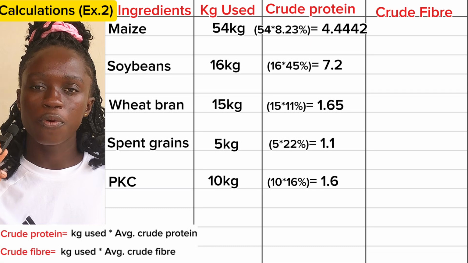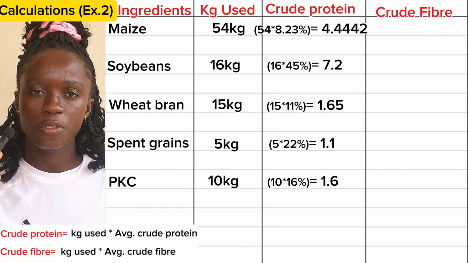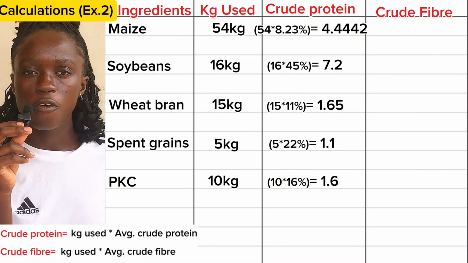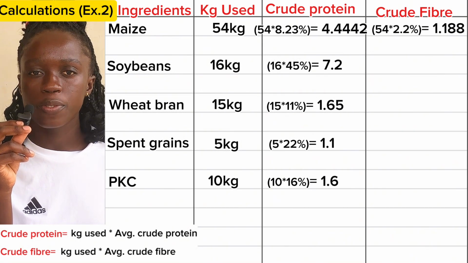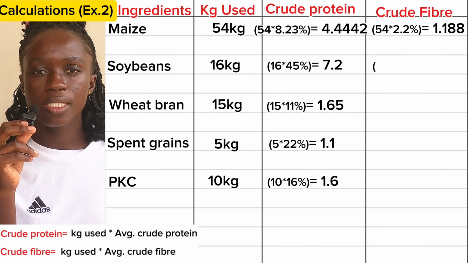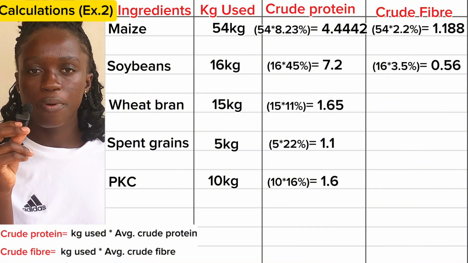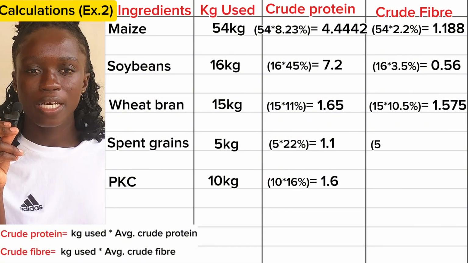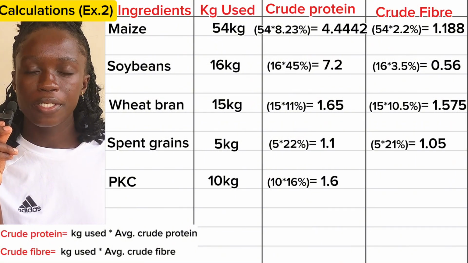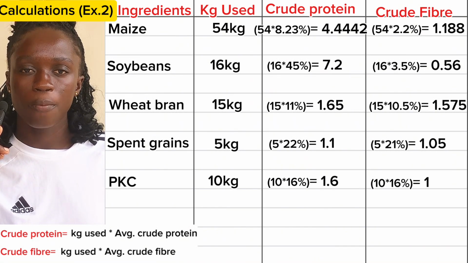Now let's check on the crude fiber content, which is also going to be equal to the kilograms of the ingredient used times the average crude fiber content of that ingredient. So for maize, it's going to be 54 times 2.2%, and that will give us 1.188. For soya beans, it's going to be 16 times 3.5%, and that will be 0.56. For our wheat bran, it's going to be 15 times 10.5%, and that will give us 1.575. And then for our spent grains, it's going to be 5 times 21%, and that will give us 1.05. And then for our PKC, it will be 10 times 16%, which will be equal to 1.6.